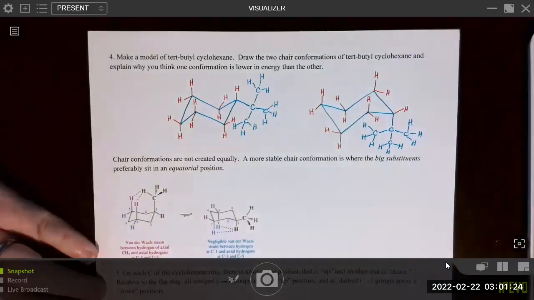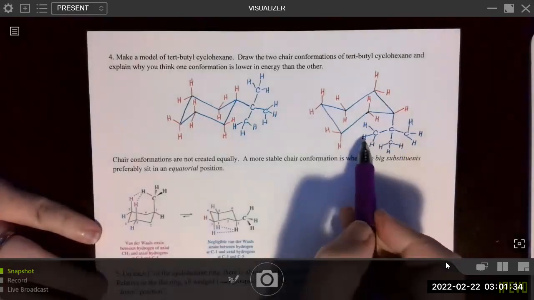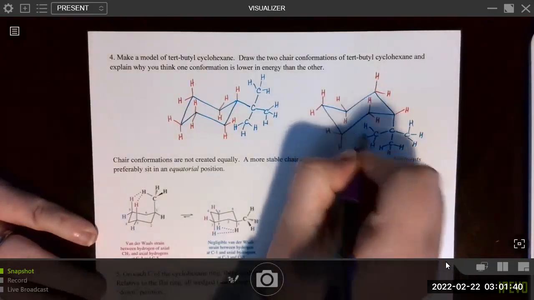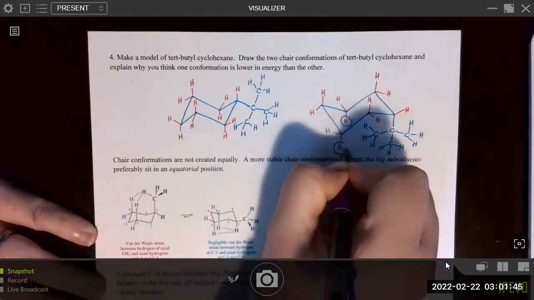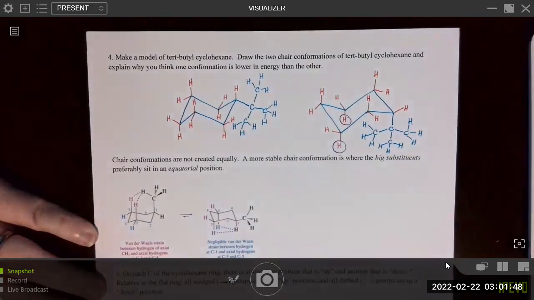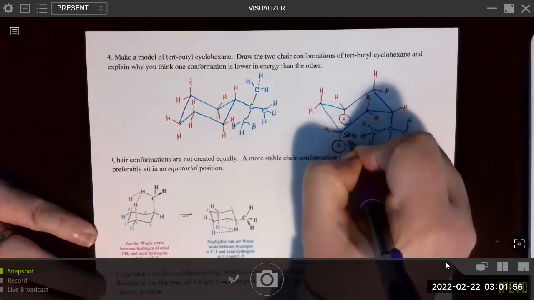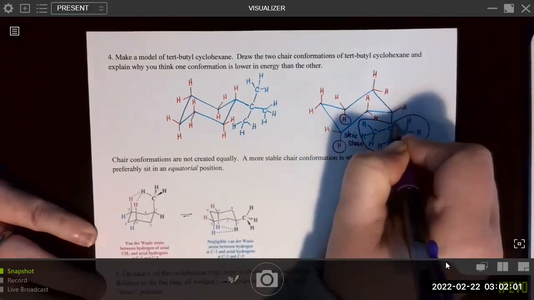Okay. And then it says to explain why you think one conformation is lower energy than the other, right? And so what we'll see here with this tert-butyl group when it's in an axial position is that the hydrogens here that are axial at the other carbons that are also pointed straight down, right? These are experiencing steric strain, right, with the entire bulky tert-butyl group.